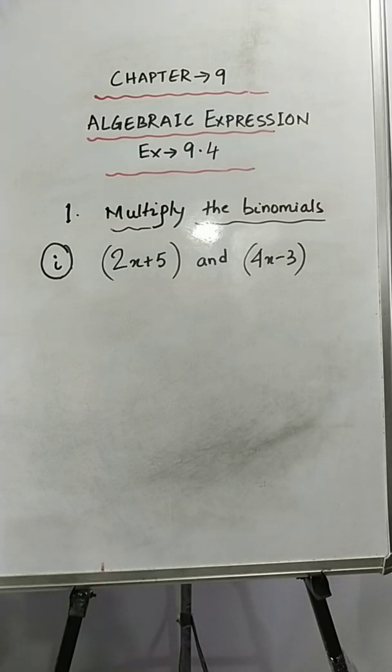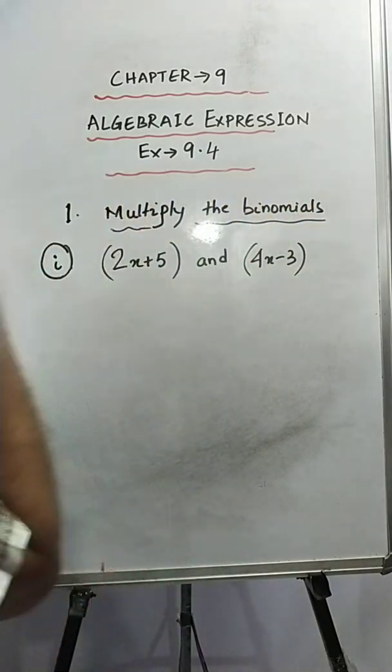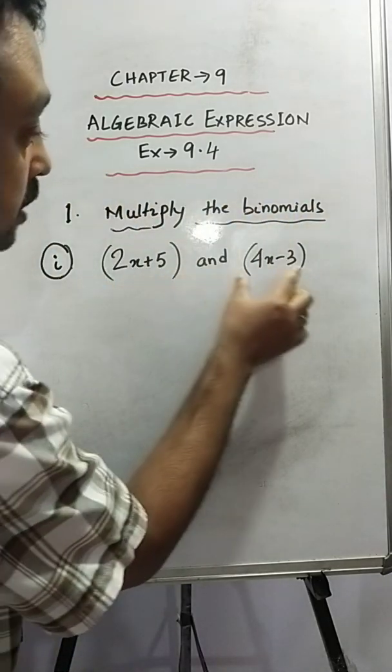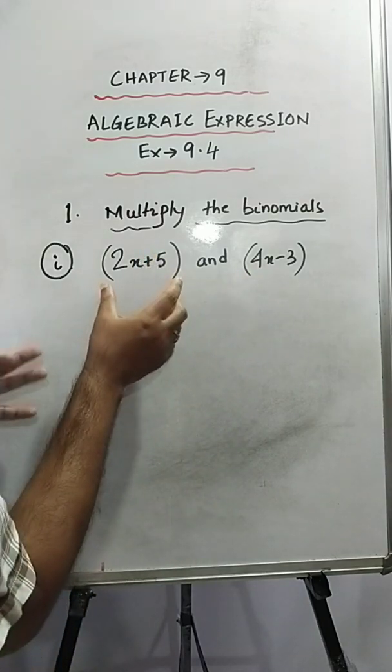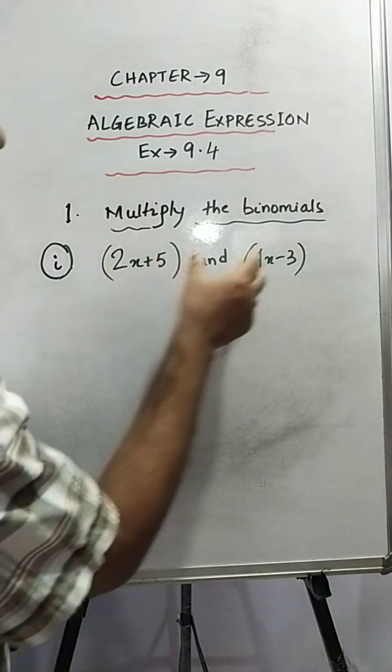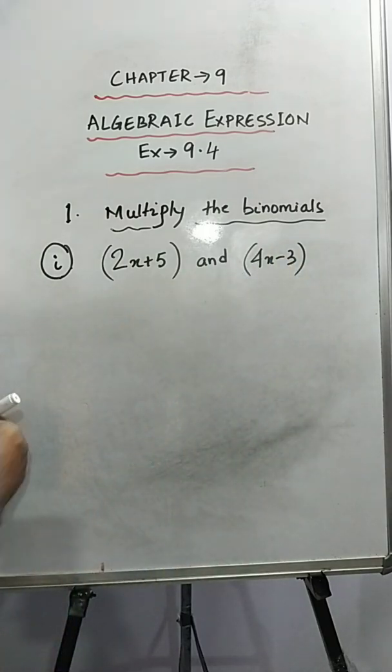Hello students, so today we'll start exercise 9.4 and I will explain the first 5 sums of question number 1 of exercise 9.4. As I said, chapter 9, algebraic expressions. In question number 1, what we have to do is multiply the binomials. Both the expressions are given as binomials and we'll learn today how a binomial is multiplied with another binomial. Very easy, students.